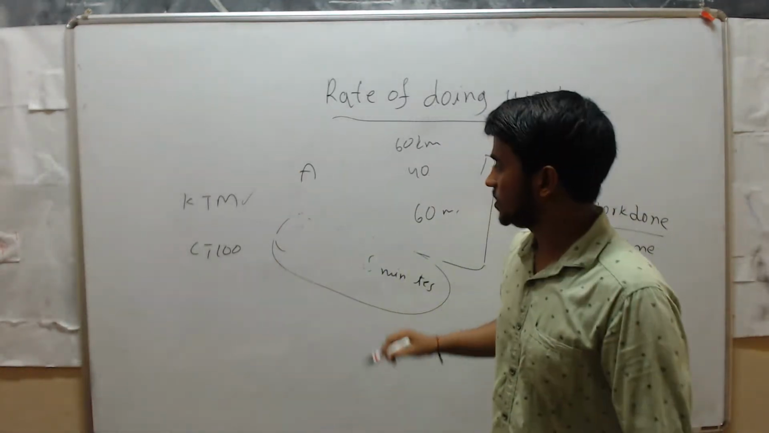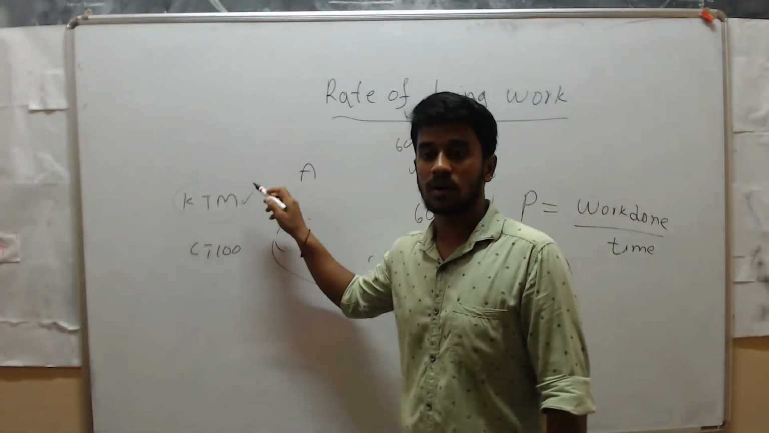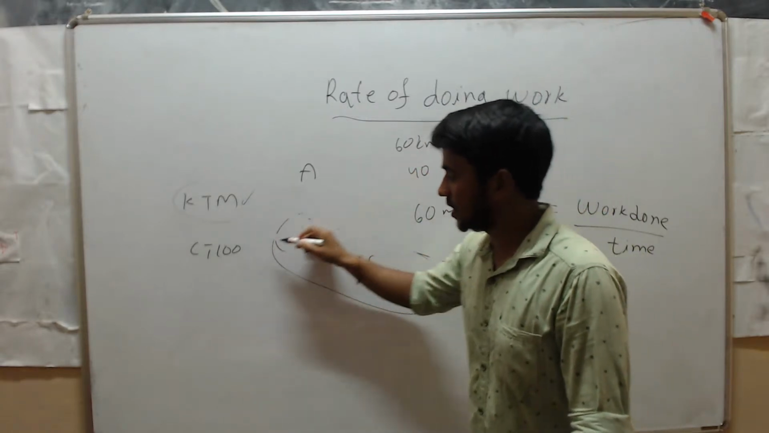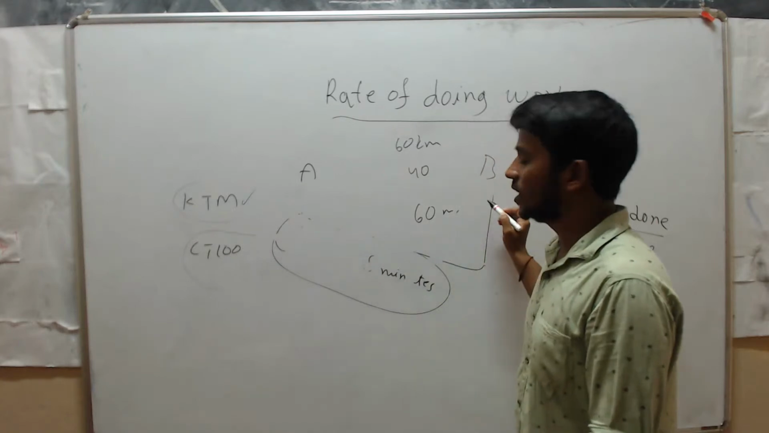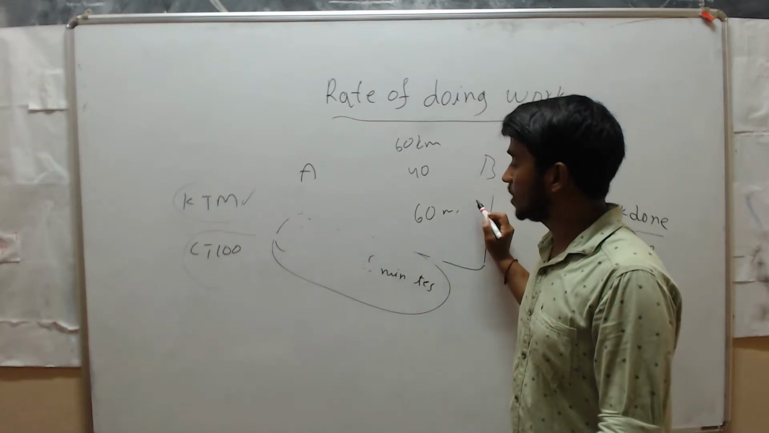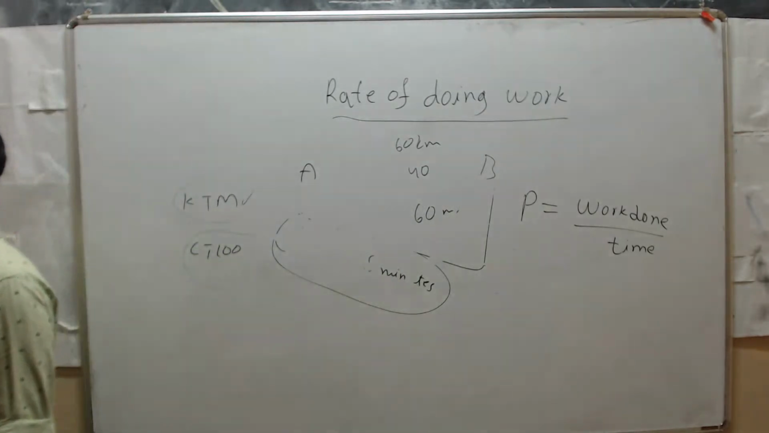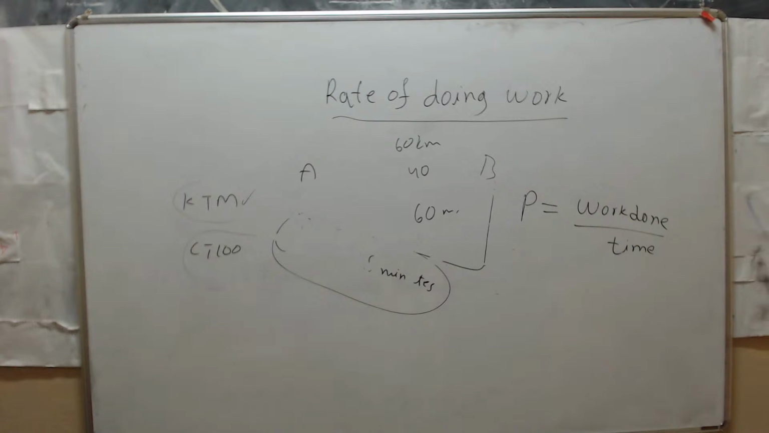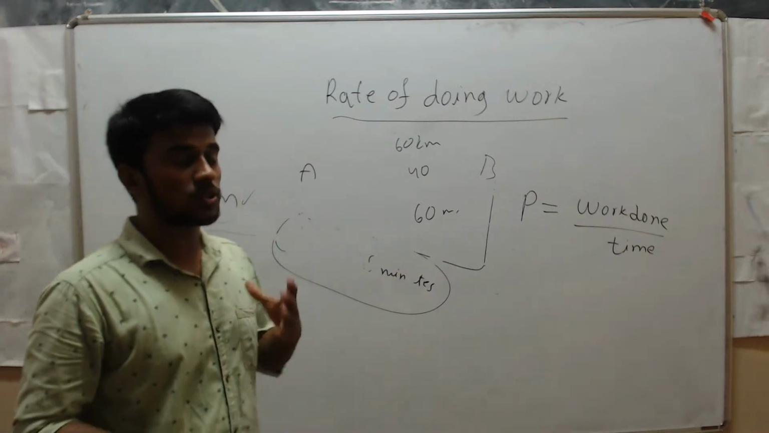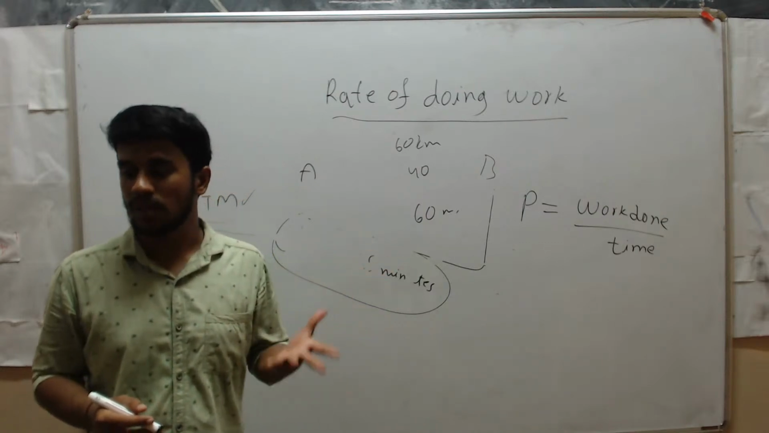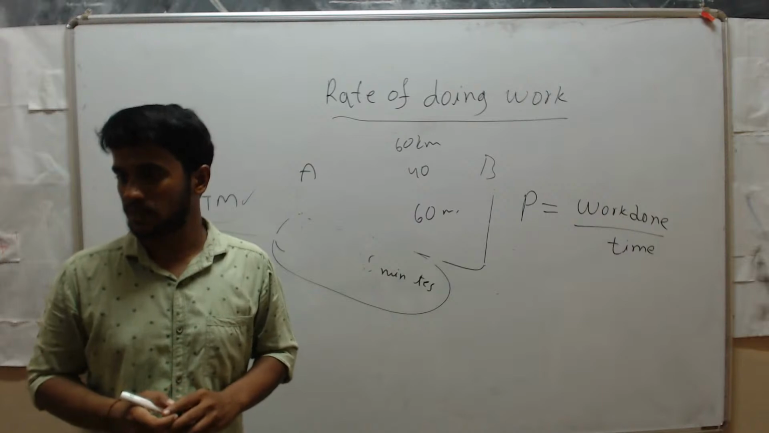Why? Because this bike is doing work, and doing work means covering a distance, in less time. But this City 100 bike is doing the work by taking more time. So that's why we can say that the KTM bike has more power. So the rate of doing work is known as power. Power means in a given time, how much work you will do. If you do a lot of work, then you have more power. If you do less work, you have less power.